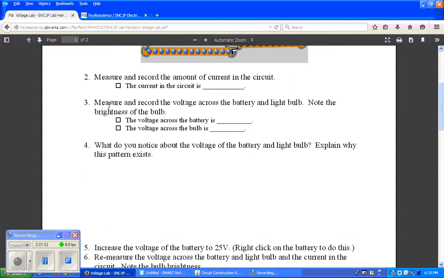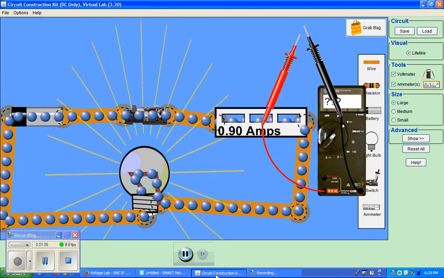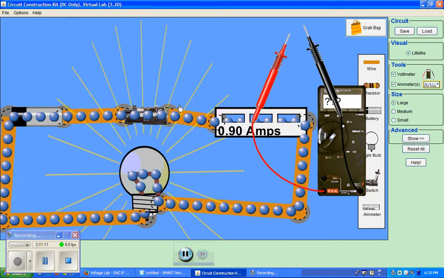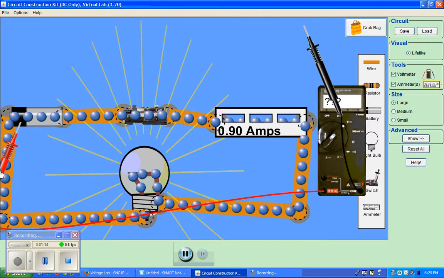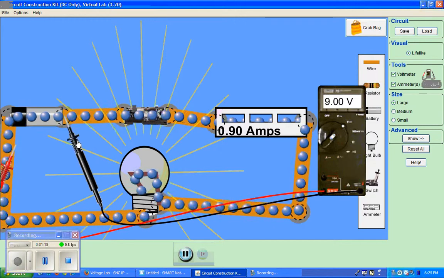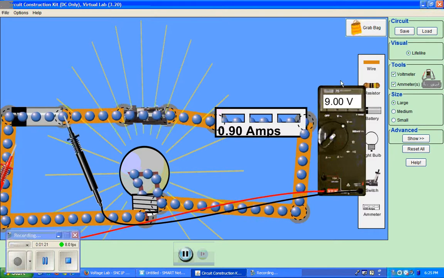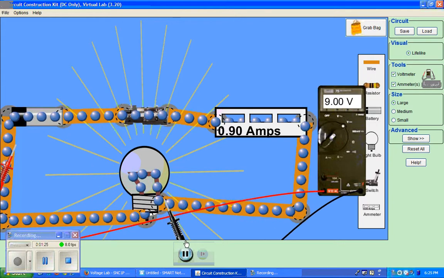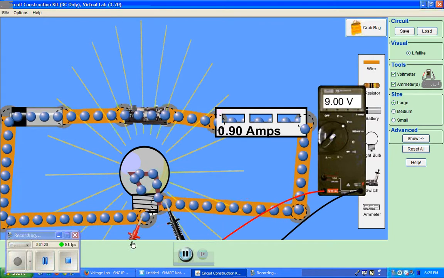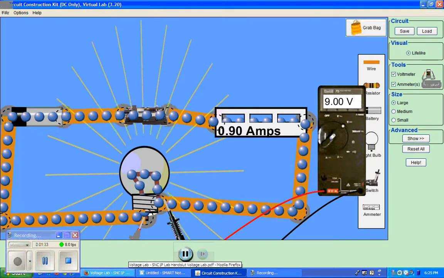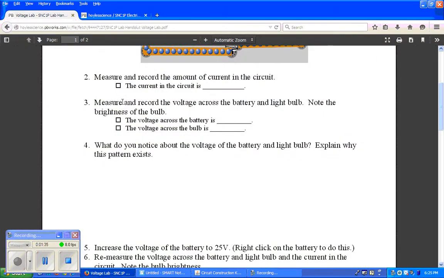Number three, measure and record the voltage across the battery and light bulb. Note the brightness of the bulb. So I can see that the bulb here is kind of bright, and when I take my wires from my voltmeter here, I get a reading over here of 9 volts for the battery, and when I do the same thing for the light bulb, placing red on one side and black on the other, I also get a voltage of 9 volts. All right, so this is what you're writing here for number 3.